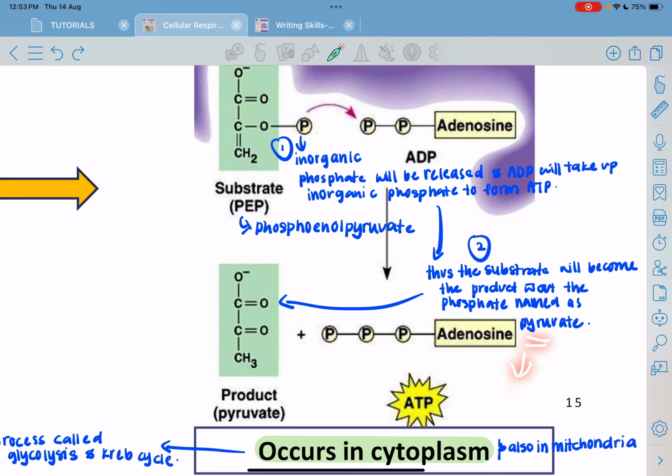This is the end product of glycolysis. And we have two molecules of pyruvate.